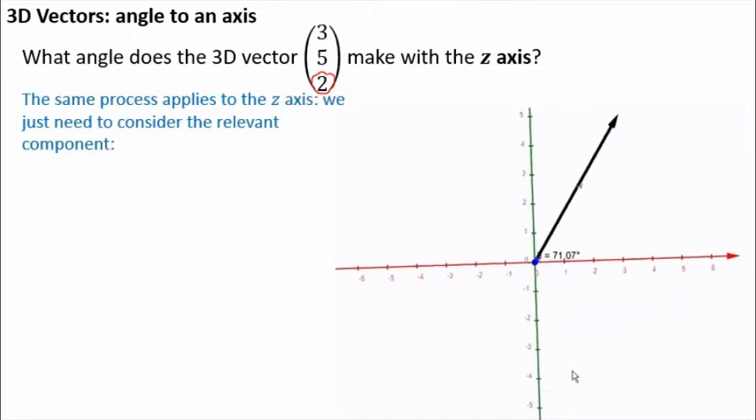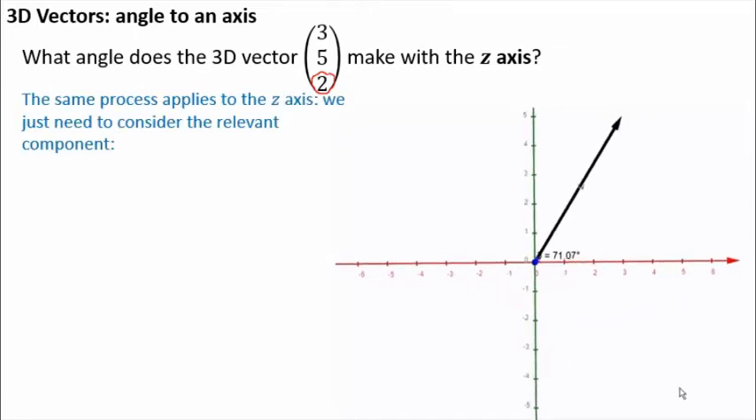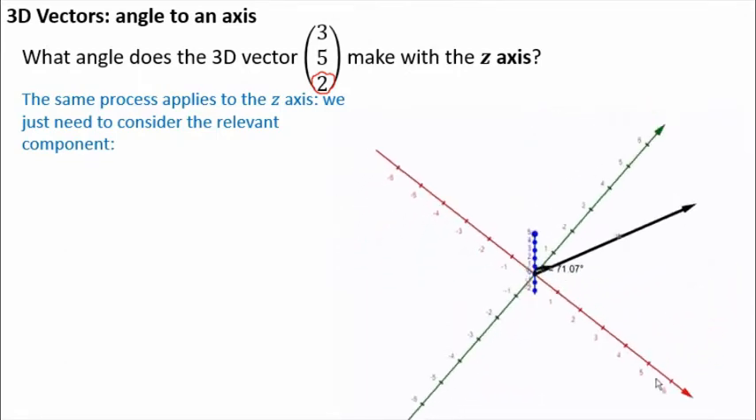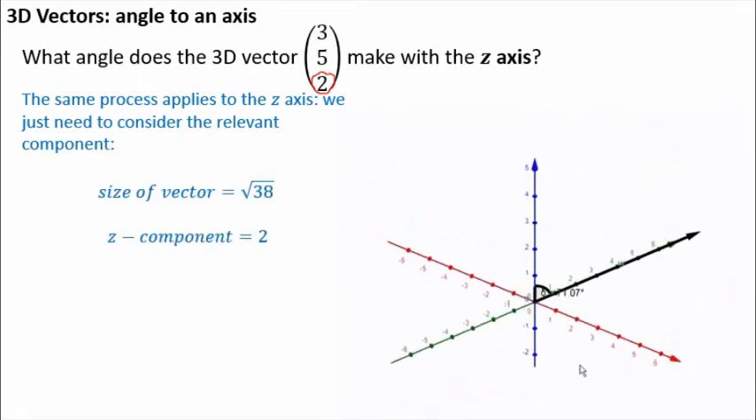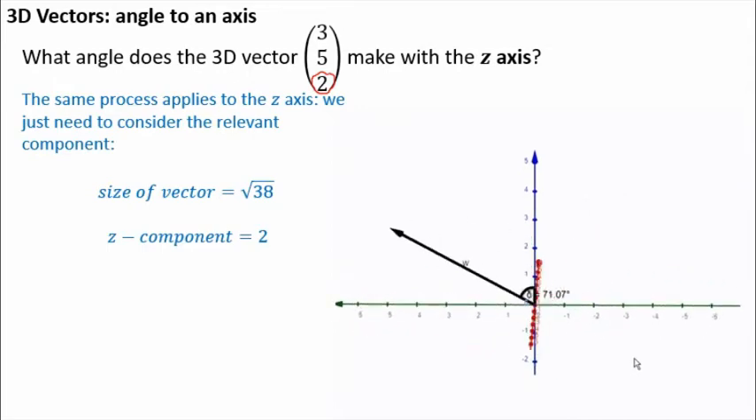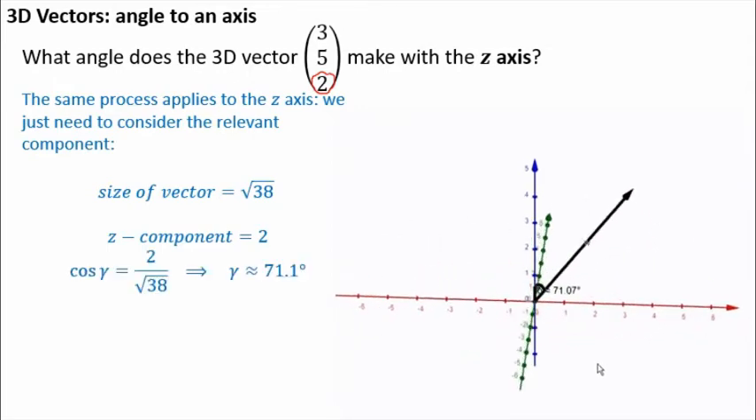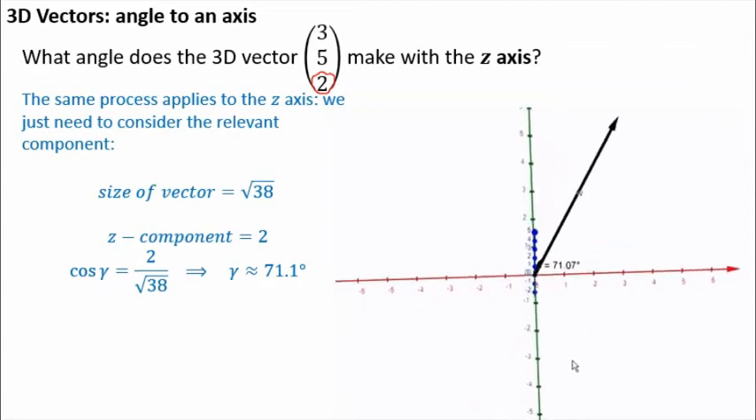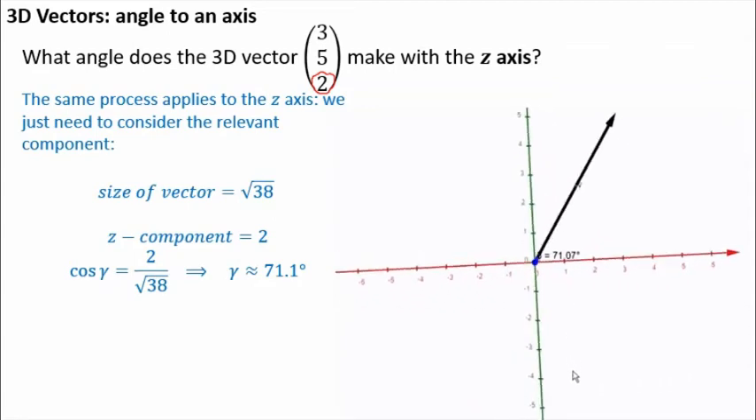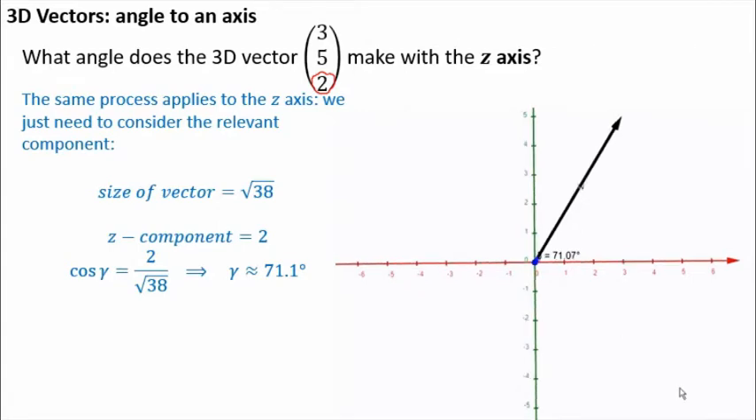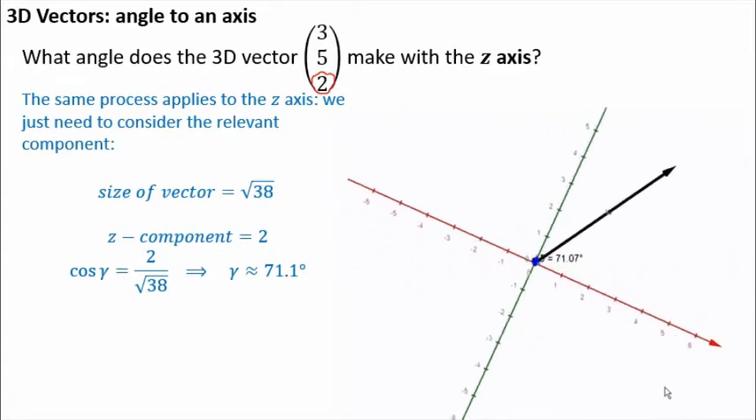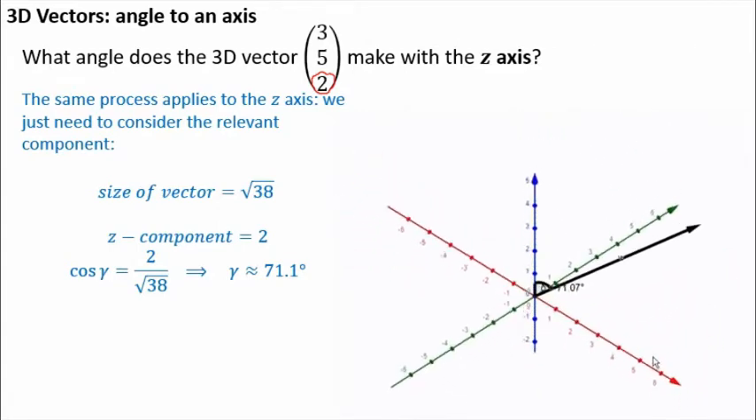And again, that z component is going to be the adjacent. It's the side next to the angle. So we're going to incorporate the z component of 2, the size of the vector, root 38, and we still use the same formula. Cos of the angle equals 2 over root 38. We get 71 point something. This is the biggest angle of the ones we've had so far, but maybe you can see why.